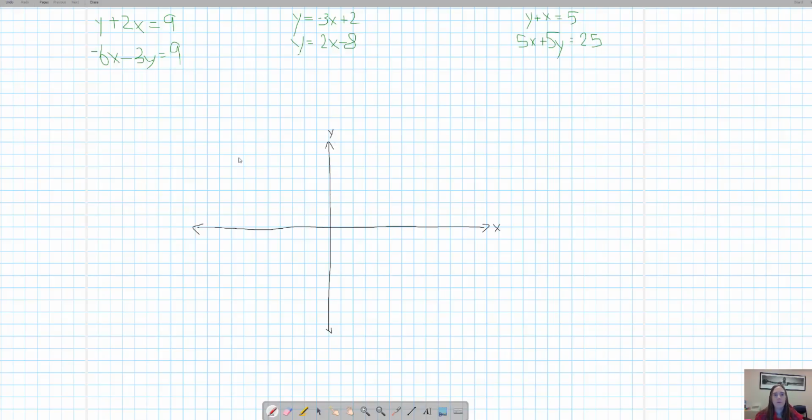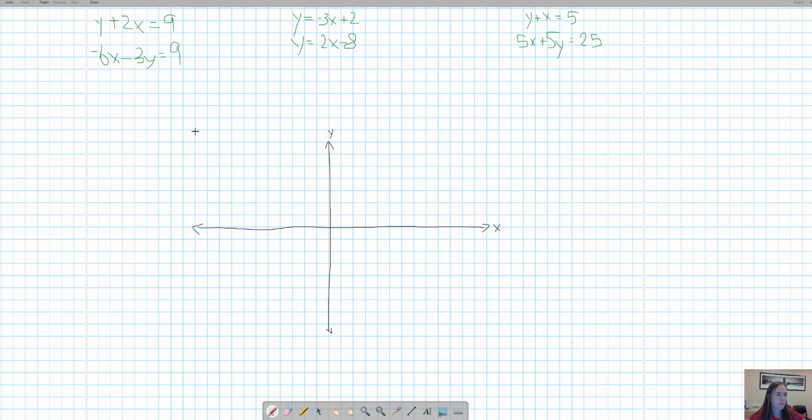Hey guys, I just wanted to give a little direction on solving systems of equations by graphing. I have three systems up here, and I'm going to go through each one. Each one is going to have a different type of solution, so I just wanted you to be able to see the three different types.